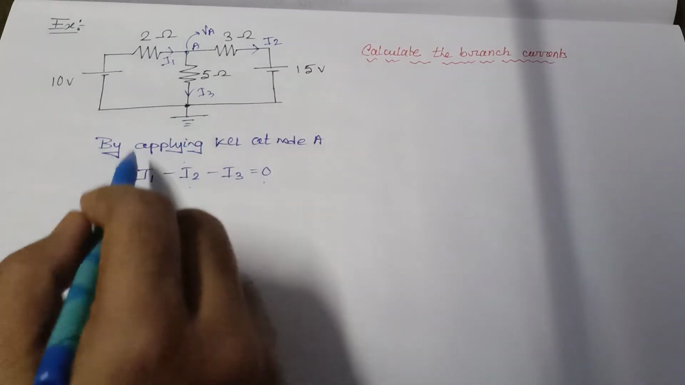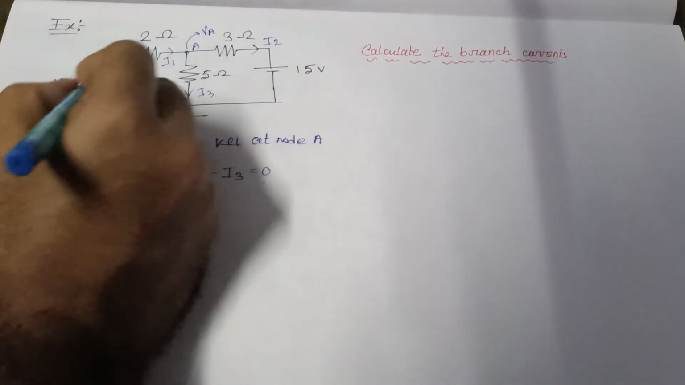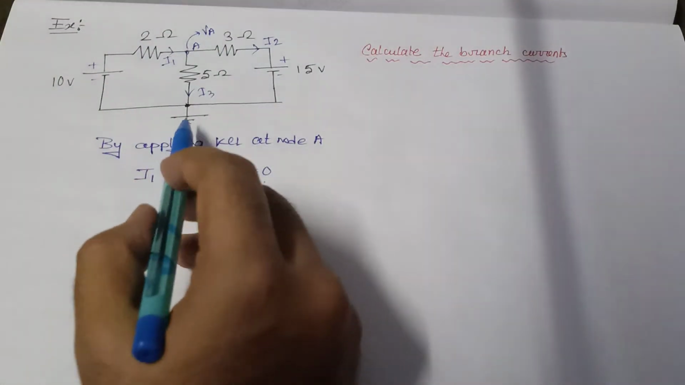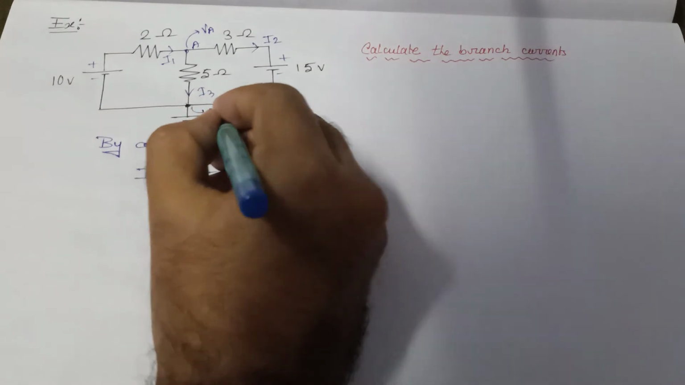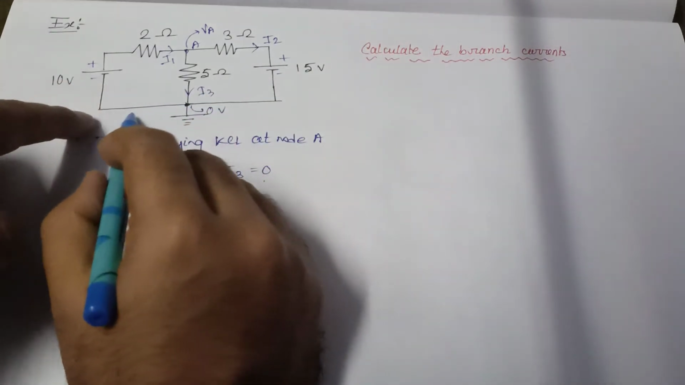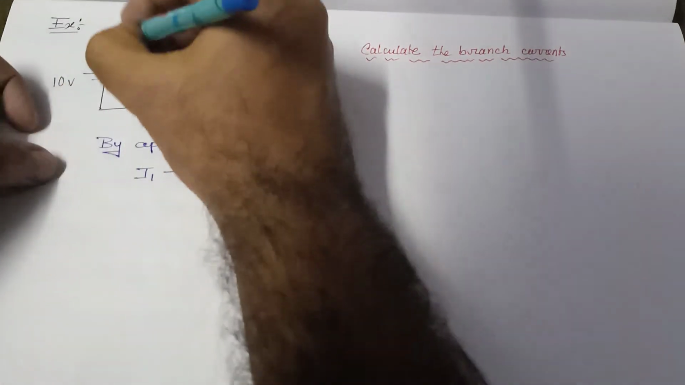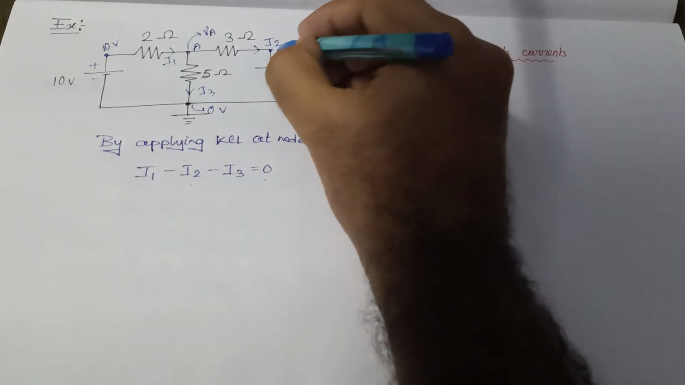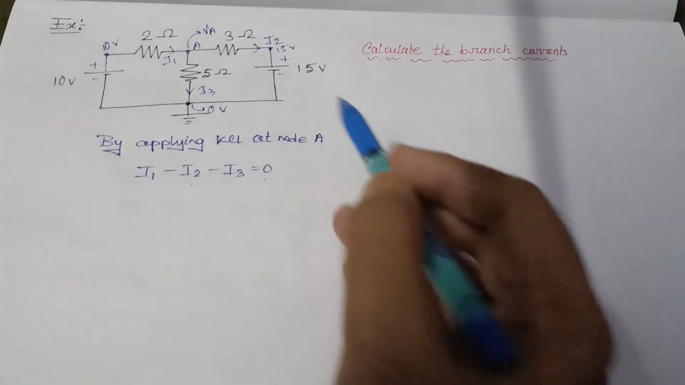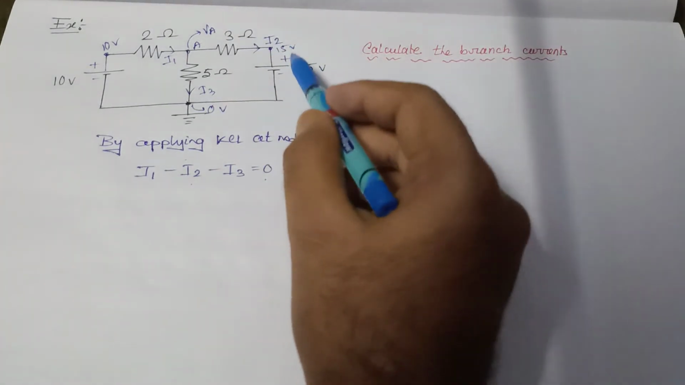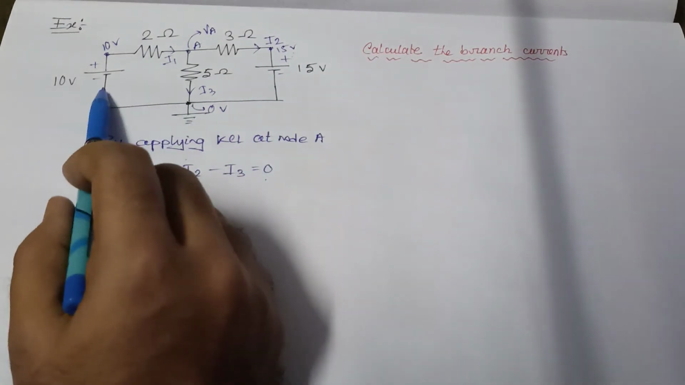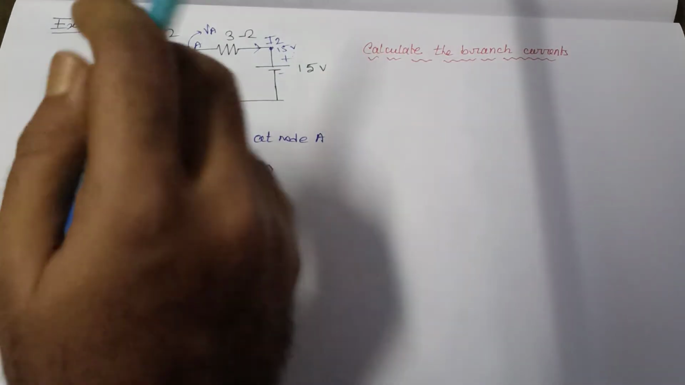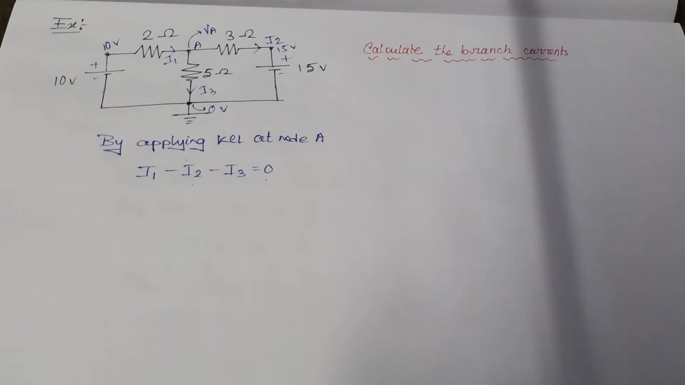Now analyze these batteries. This is 10 volt, minus plus, minus plus. If this potential is 0 because it is grounded, then what will be the potential of this point? This point will be 10 volt, and the potential of this point will be 15 volt, because this battery will lift you up to 15 volt and this battery will lift you from 0 to 10 volt. This is the function of a battery I have already mentioned.